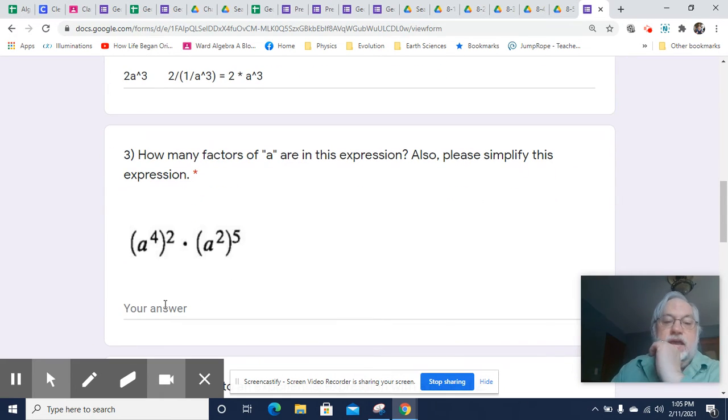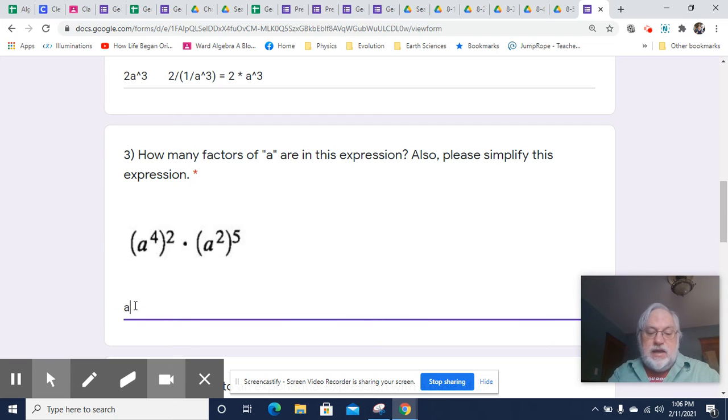How many factors of a are in this expression? All right, well, I've got 4 factors of a here being used twice. So that means I'm using 4 factors and then 4 factors. So a to the 4th to the 2nd is the same as a to the 4th times a to the 4th. And a to the 2nd to the 5th power is the same as a to the 2nd times a to the 2nd times a to the 2nd. Oh my goodness, there's a lot of a to the 2nd to write.